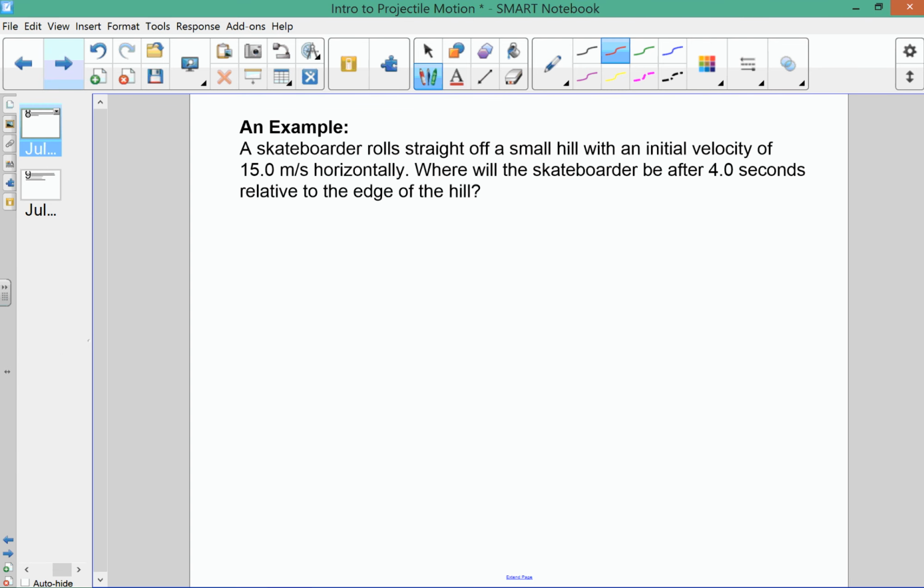So now here's our first example. We've got a skateboarder rolling straight off a small hill with an initial velocity of 15 meters per second horizontally. So here's our small hill, really steep one. We've got a skateboarder at the top, there's his little skateboard, and he's going off the hill with some initial velocity, which is purely horizontal, so there's no y component to this velocity. We also know that the skateboarder's trajectory will be down like a little parabola. And we're also told that his whole fall will take 4 seconds.